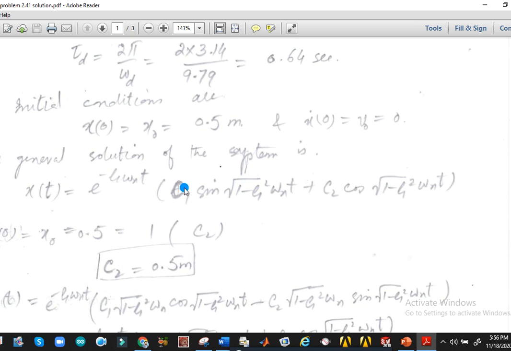So how can we find C1? Because we have another boundary condition with velocity. For putting in the value of velocity, we need to differentiate this expression of the general solution one time. So taking the one-time derivative of this general solution, after taking the derivative we will put in this boundary condition, and then we will have the value of C1.